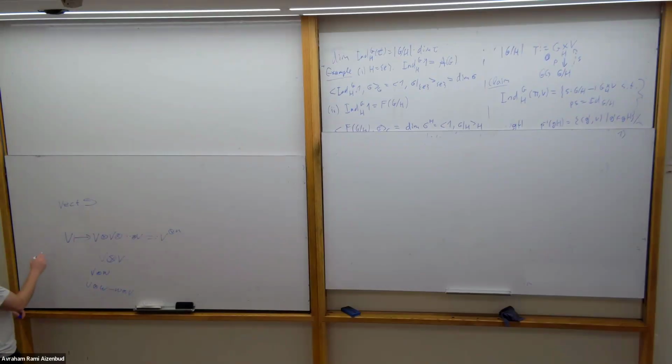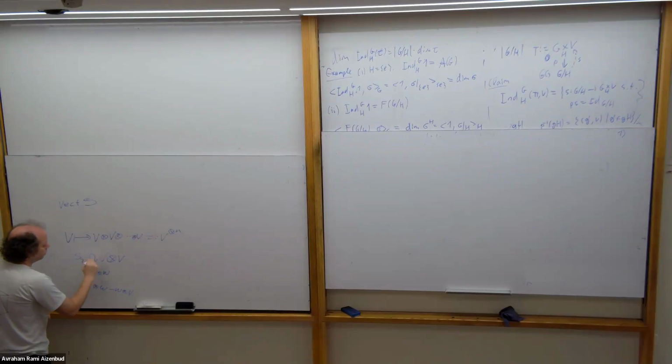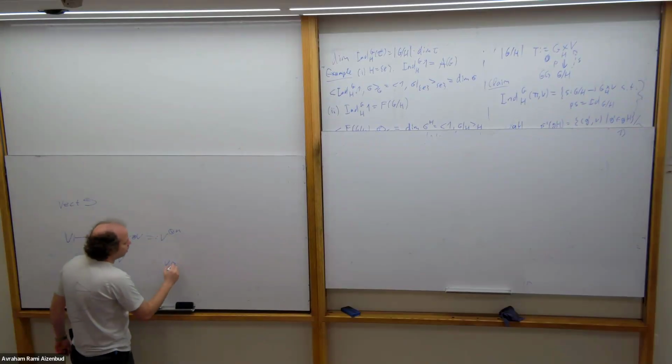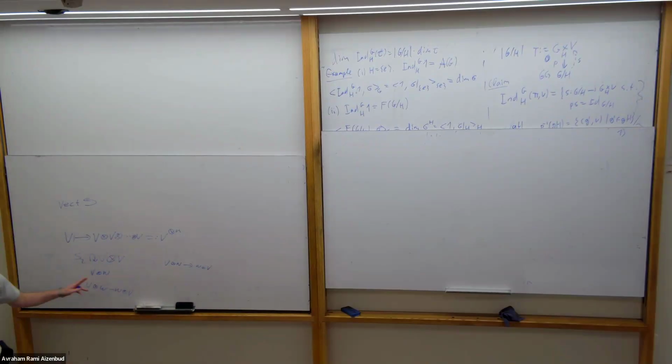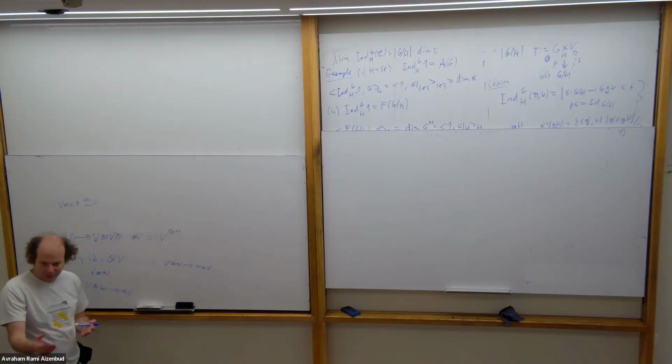Or in other words, you have the action of the group S2 on this space. The action is just mapping V tensor W to W tensor V. And you can consider even vectors, which are equal to what you get after S2 acts on them, and odd vectors, which are equal to the negative of what you get after S2 acts.